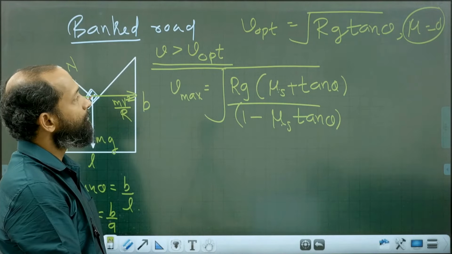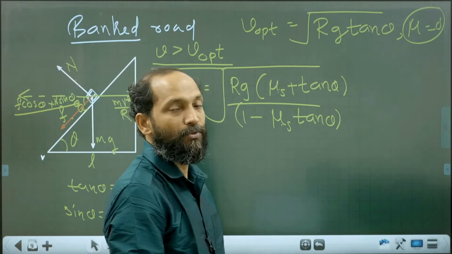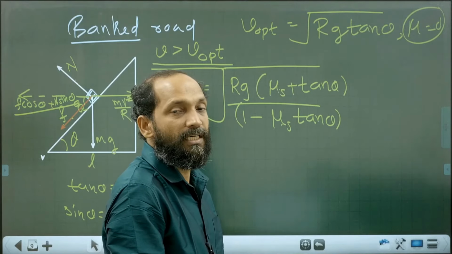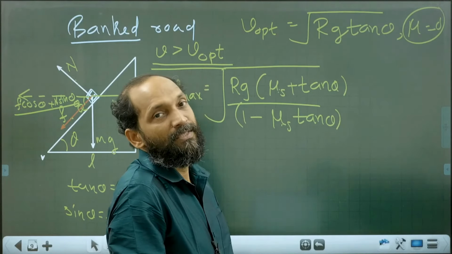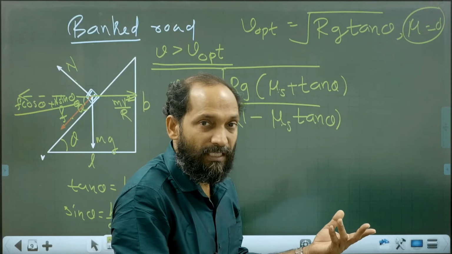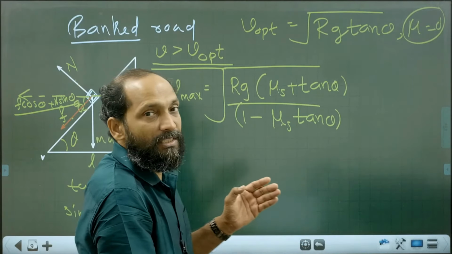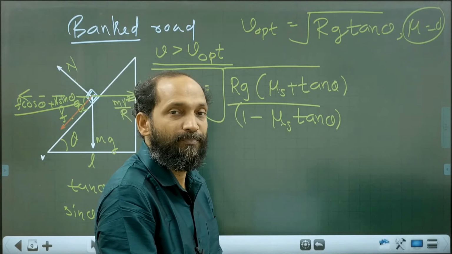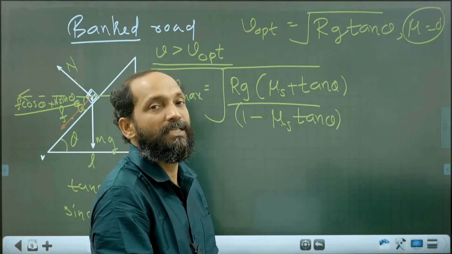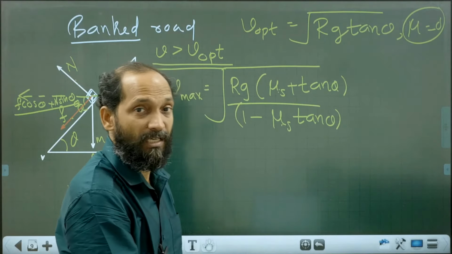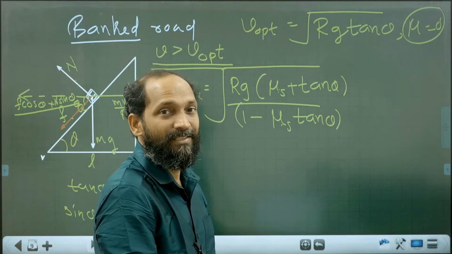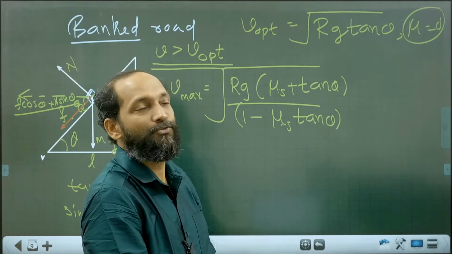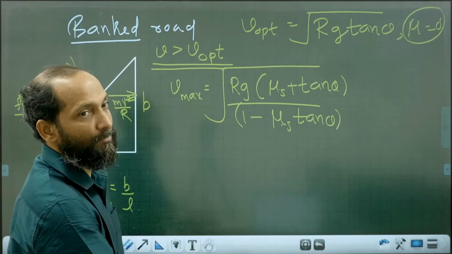At V optimum, friction will not act as centripetal force. At optimum speed, when the car is negotiating the turn without any wear and tear, friction is ineffective. At that time the centripetal force is only the component of the normal force, and it's not friction. Friction is absent. The road is rough, friction can act, but it will not act. Friction becomes idle. That's why there is no wear and tear. Optimum speed is very important.